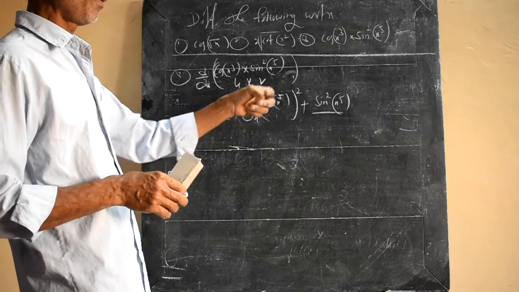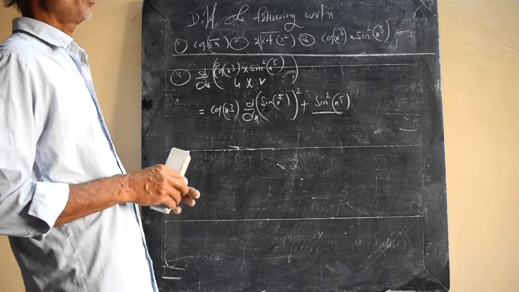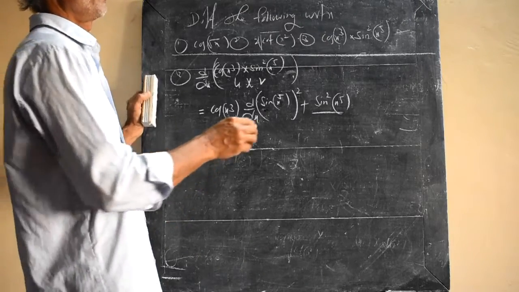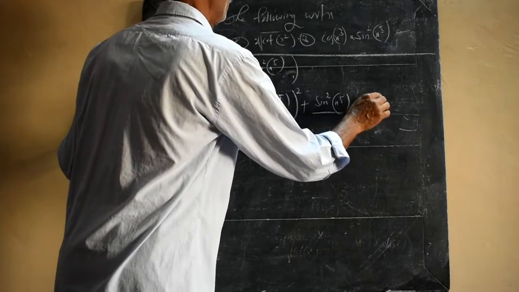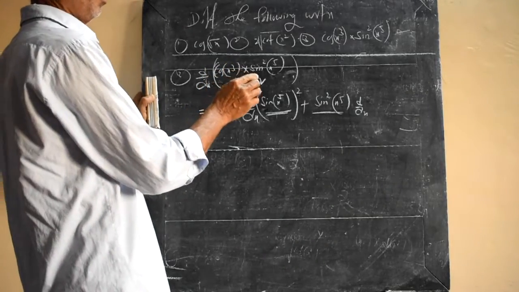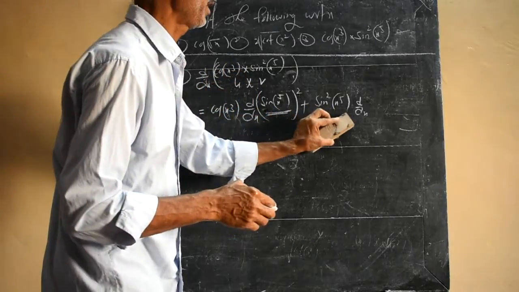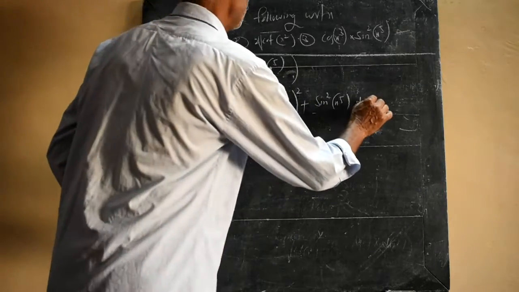It is in the form of f of x raised to n. F of x raised to n differentiation is n into f of x raised to n minus 1 into d by dx of f of x. Sin square x raised to 5 into d by dx of what it is? Tell me inside function. It is sin square x raised to 5. It is v into d by dx of what?